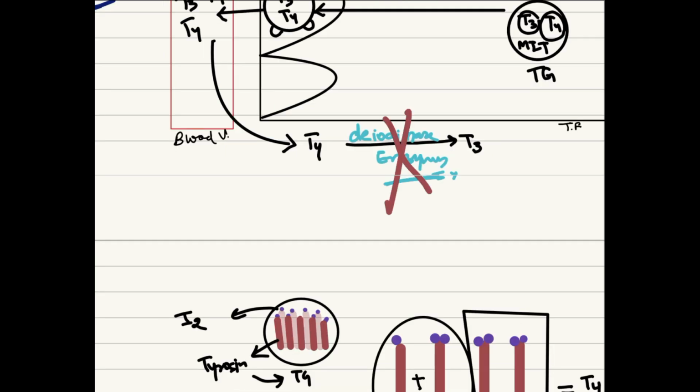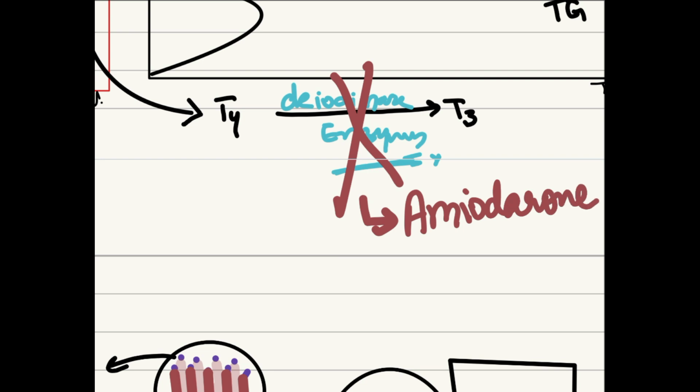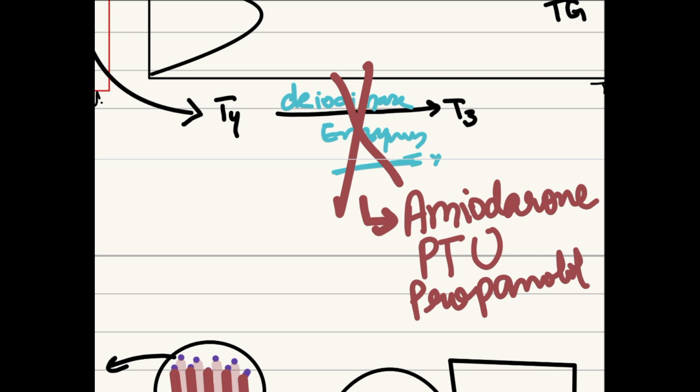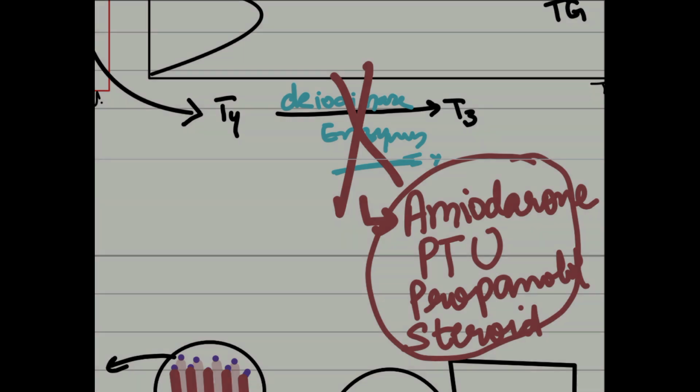Then we have compounds or drugs that inhibit the deiodinase. The drugs that inhibit the deiodinase are: the first drug is amiodarone, second one is propylthiouracil, third one is propranolol, and fourth one is the steroid. These are the deiodinase inhibitors. So these drugs are also used in case of hyperthyroidism, and also in case of euthyroid sick syndrome.